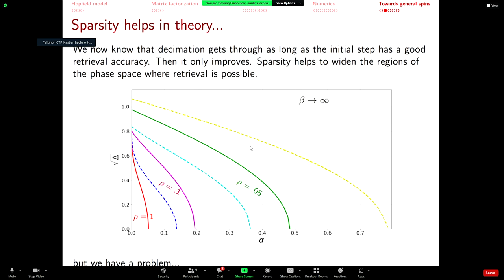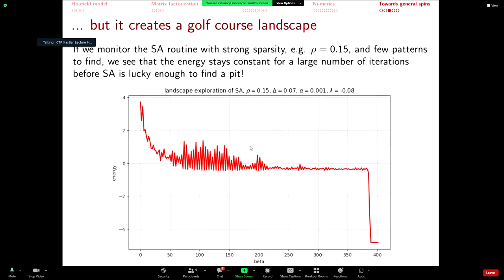All right. So even if sparsity helps in theory, it also creates a nightmare on the other side, because of the energy landscape, and I obtained this plot just last week, so I should be careful about that. I think that what happens here is that, unfortunately, sparsity also creates a golf course energy landscape. Which is very bad, because what is a golf course? It's flat everywhere, and this is due to the fact that when you have a sparsity like rho equal to 0.15, 85% of the components of the patterns are zero, and the matrix psi transpose, the one responsible for the attraction towards the ground states, has only rho square non-zero elements, that are very few, okay?